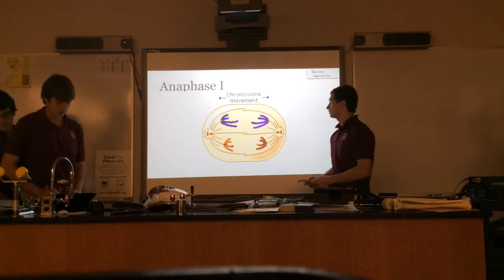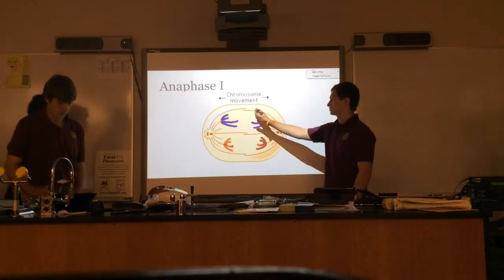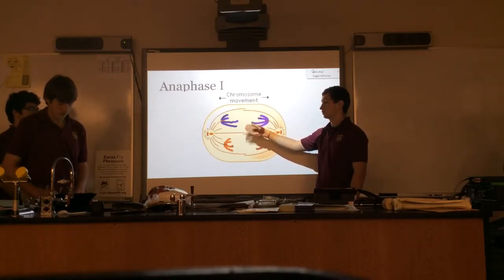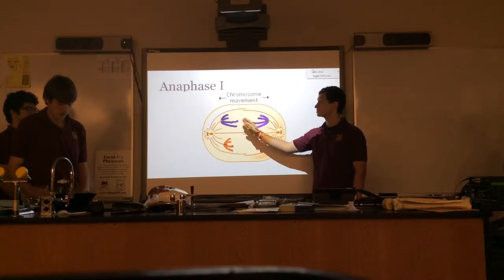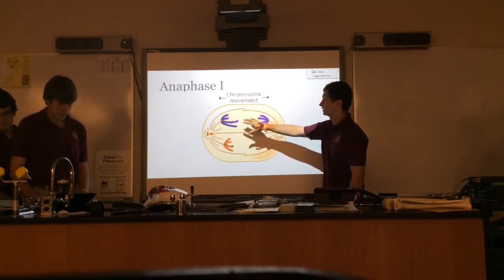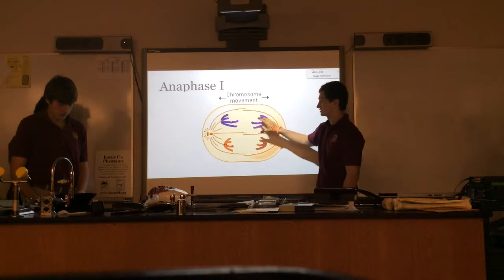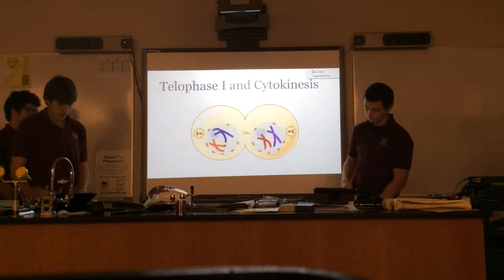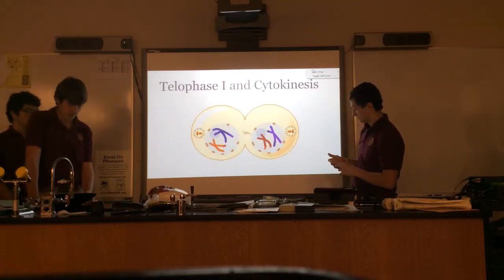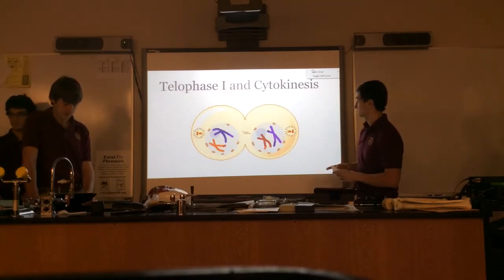In anaphase 1, the protein bonds that produce cohesion between homologous chromosomes break, which then causes the microtubules to pull on each homologous chromosome and separate them into separate spheres. And then in telophase, finally, each half of the cell has a complete haploid set of chromosomes.